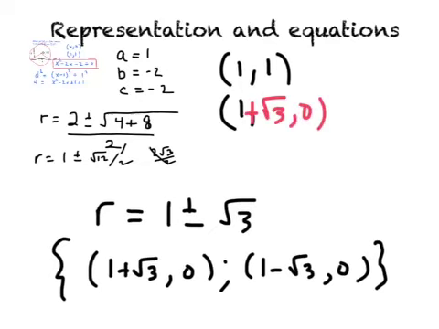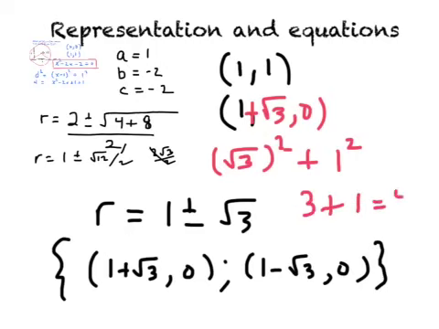Let's check that the distance from 1, 1 to 1 plus square root 3, 0 is in fact 2. So 1 minus 1 plus square root 3 gives us square root 3 squared plus 1 squared. Square root 3 squared is 3, plus 1 is 4. Square root of 4 is indeed 2. So that tells us that this point is how far we need it to be. And you can check that the other point gives us the exact same distance.